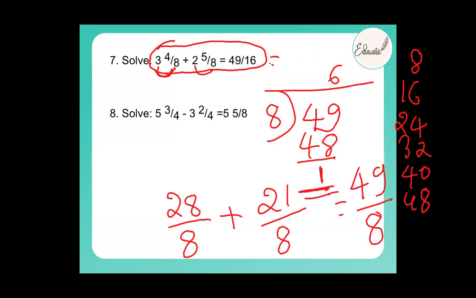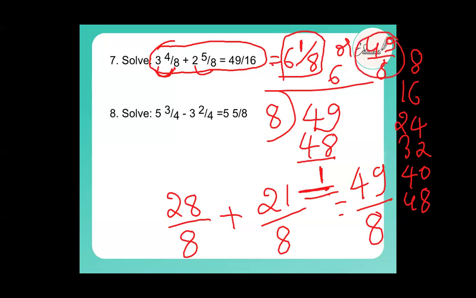What is it called, this whole number? 6 whole. 6 whole 1 over 8. Excellent. Barakallahu fiki. This is your answer. 6, 1 over 8. Or what is the answer? 49 over 8 is an answer. Okay, both of these are right.